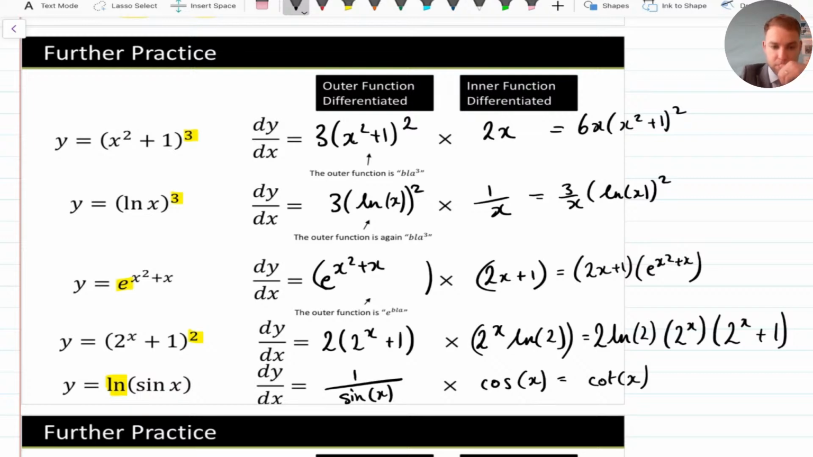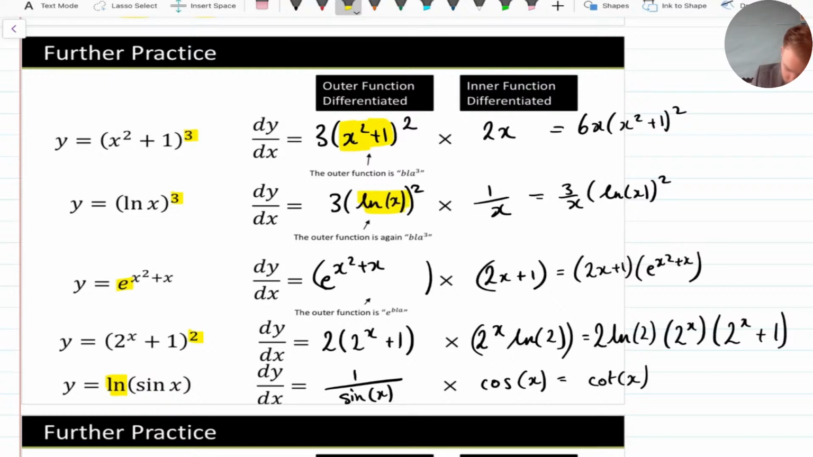Okay, so the question was, why is it 1 over sine x when it's just 1 over x? Well, the outside layer, whatever's inside that layer stays the same, okay? It doesn't change. So if you think about this first one, you bring the power down, you times by the power and then take away 1 from it. So 3 times by the 3, but that inside part stays the same. Same with this one, so that inside part stays as ln x.